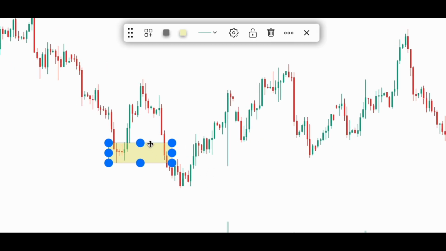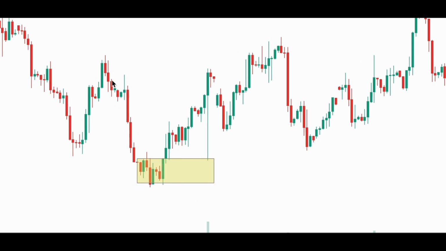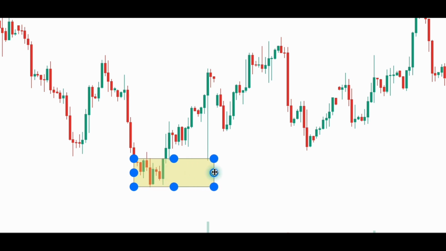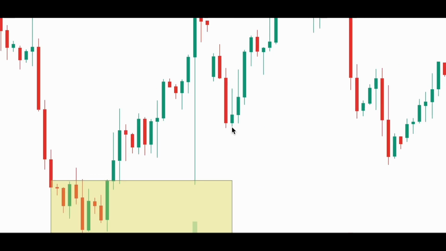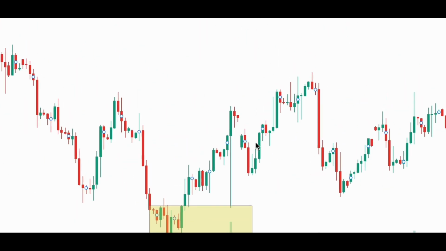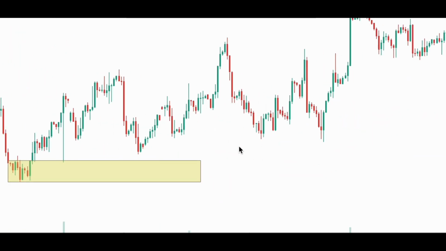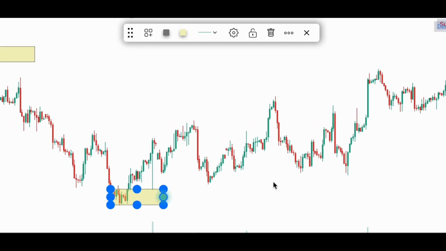So there is no 100% holy grail setup. It's just about the probability and the possibility here. Right here, this is another drop-base-rally demand zone. Can you see? The last red candles before the bullish move, and this was a very sharp zone. The price touched and went higher, even higher. So this zone is not fresh anymore, then we look for another new zone again.